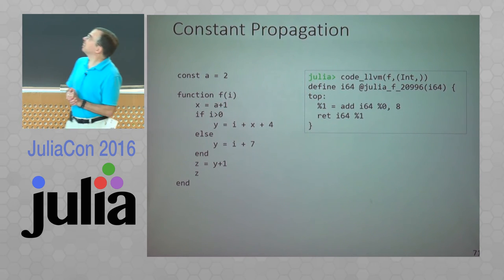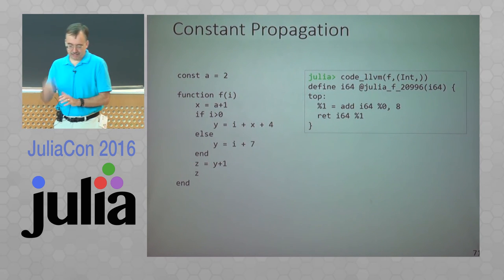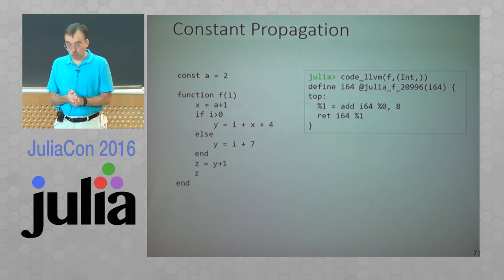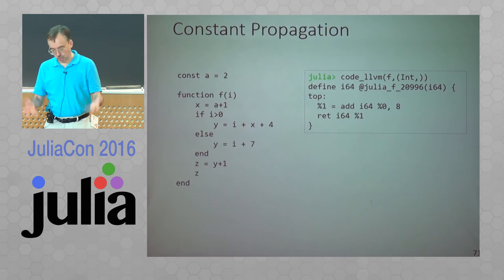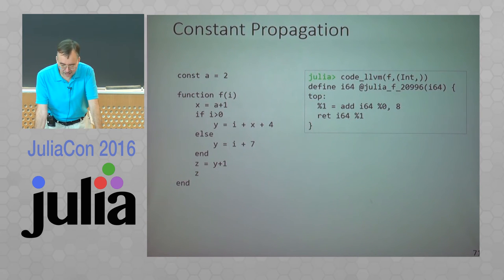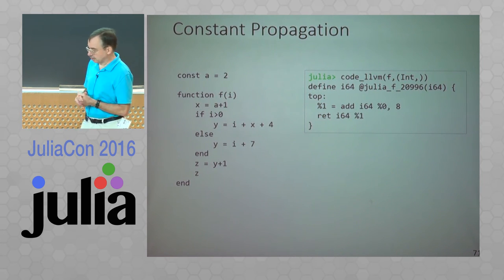What I have, a is 2, and I declared that a const, so I'm hitting the compiler over the head saying that's const. But also here I have x equals a plus 1. Well, the compiler knows a is const, it knows it's 2, so 2 plus 1 is 3. It can figure that out and forward propagate it, figure out what the value of x is, and forward it just fine for integers. And then down there, I have i plus x plus 4.